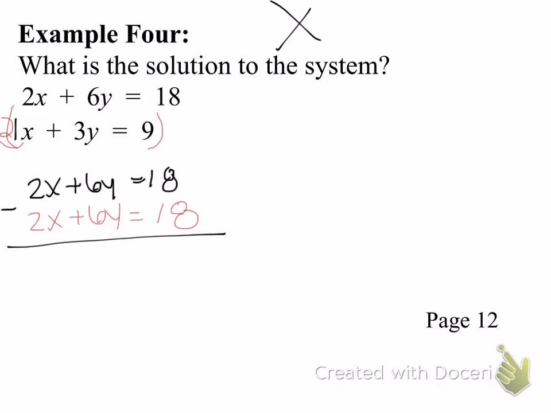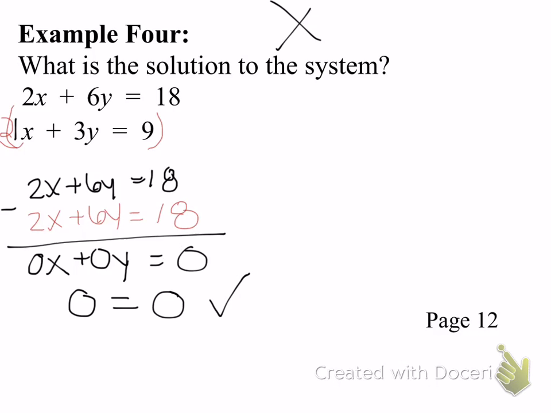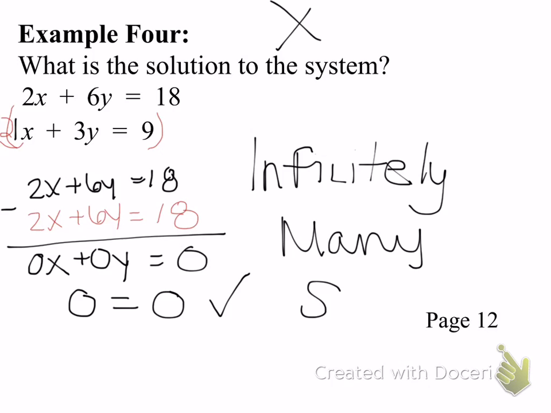So 2 minus 2 gives you 0x. 6 minus 6 gives you a 0y. So this entire side equals 0. And 18 minus 18 equals 0. And 0 equals 0, which is true. So this is infinitely many solutions because you have 0 equals 0.